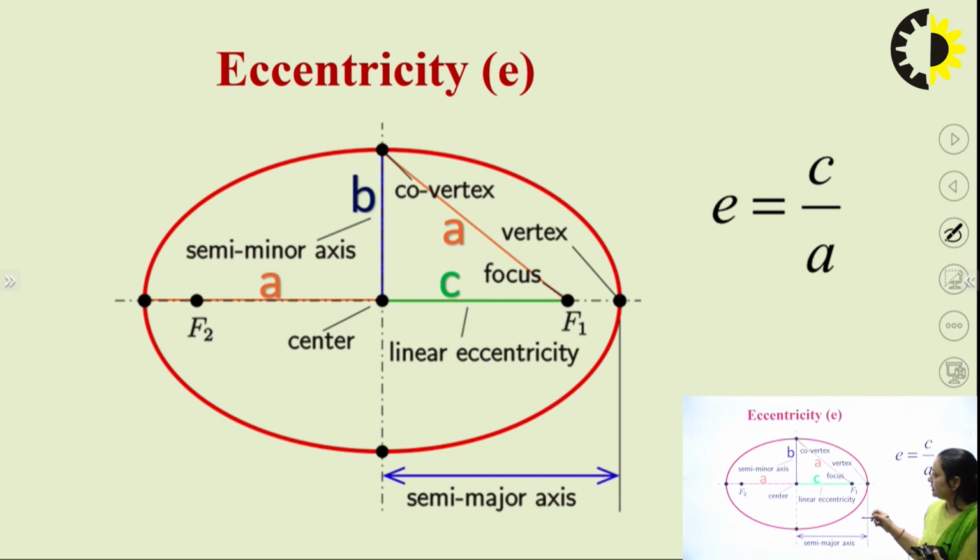You can calculate this eccentricity using the formula c by a. See, in this particular figure, this is the c. We have denoted them a, b and c. So with the Pythagoras theorem, we can replace it with the square root of a squared minus b squared, divided by a. So we can calculate the eccentricity using this formula.